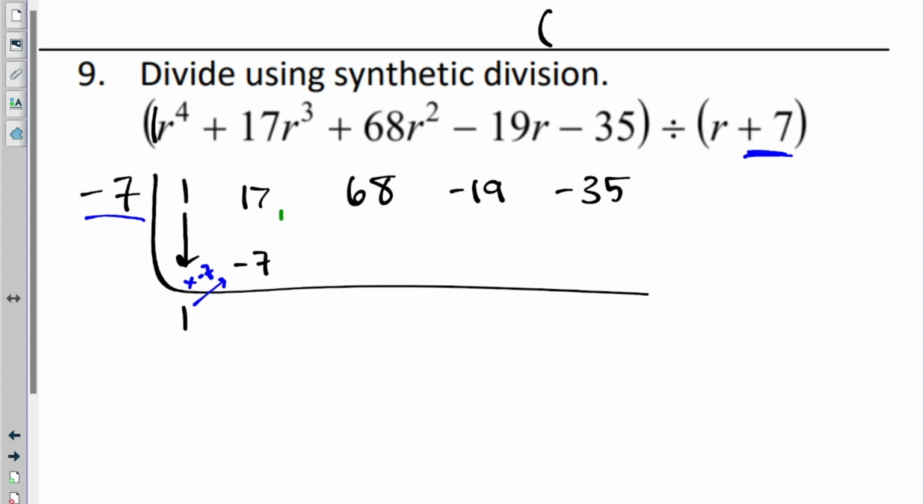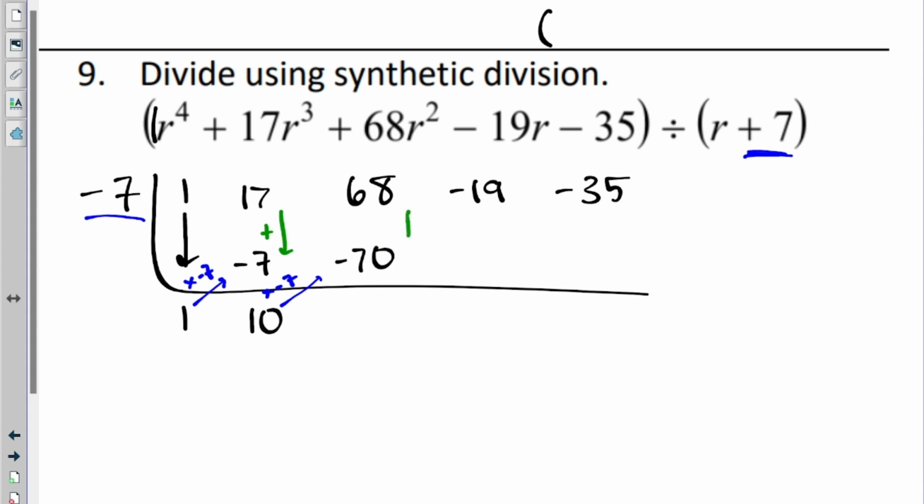And then you add these. Okay, so it's a little bit different from long division because we've been subtracting a bunch, but now we're adding. One of the reasons why is we made this thing negative, and so we're doing the opposite, right? And so now I do this. 17 plus negative 7 is 10. And now we do times negative 7 again. And then we write that here. That's negative 70.